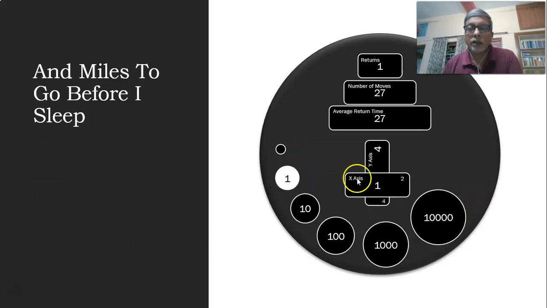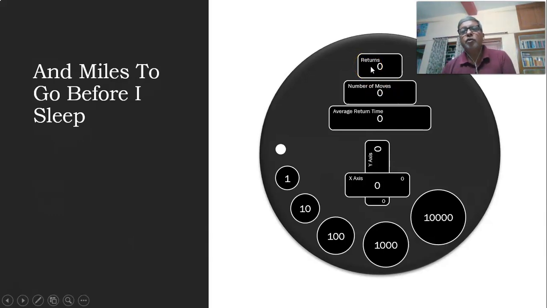We have x axis, we have y axis. I'm starting from 0, 0, and I'm counting the number of moves and the number of returns to 0, 0.